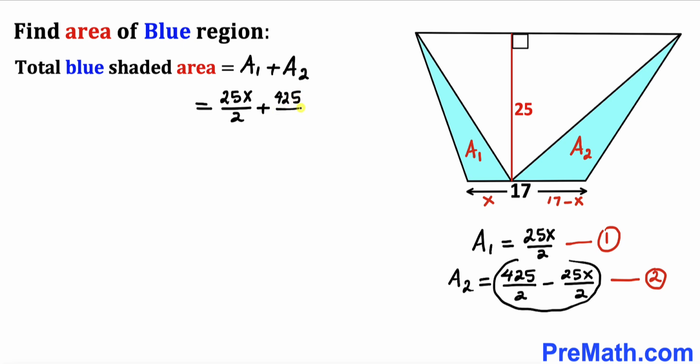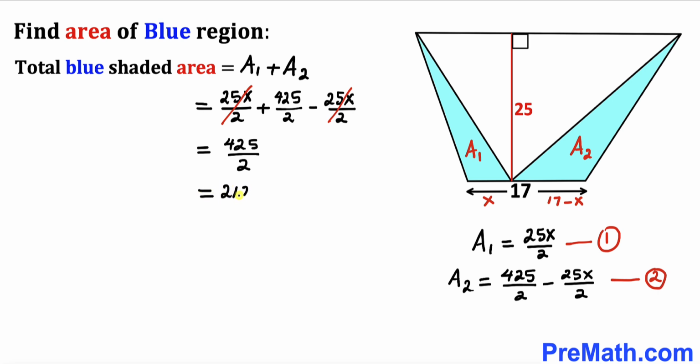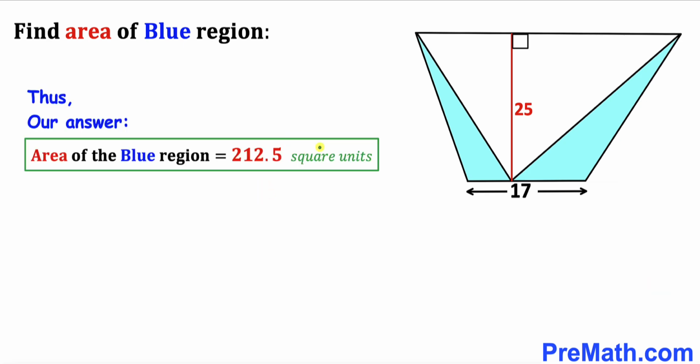425 divided by 2 minus 25x divided by 2. And now we can see that this 25x divided by 2 and this negative 25x divided by 2, they are gone. Therefore our total blue shaded area is going to be 425 divided by 2, or in terms of decimal that is going to be 212.5 square units. So thus the total blue shaded region area turns out to be 212.5 square units. That's our final answer.